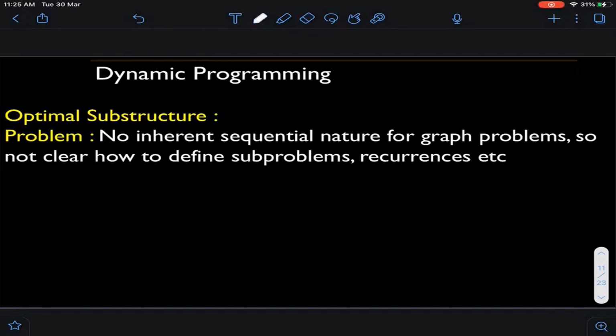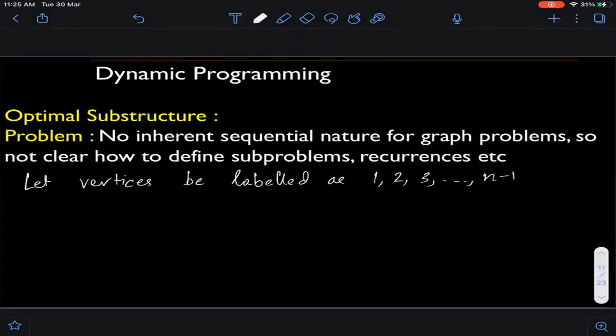So let the vertices be labeled as 1, 2, 3, and so on up to n-1. Okay, why n-1? Because एक वो s vertex है, उसको मैं छोड़ रहा हूँ अभी के लिए, ठीक है? और maybe s equal to 0, ठीक है? s is equal to 0.